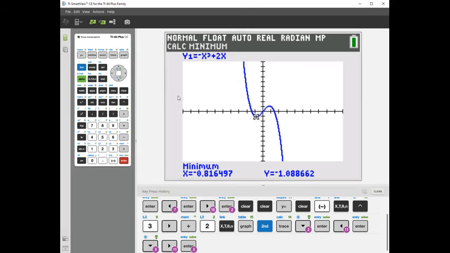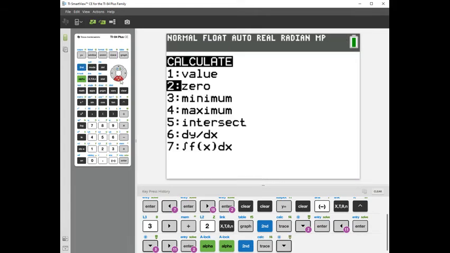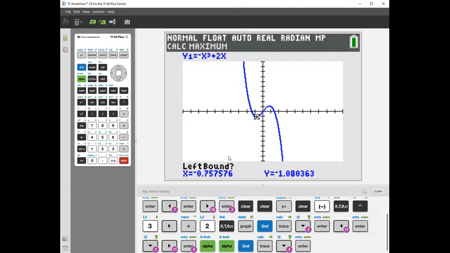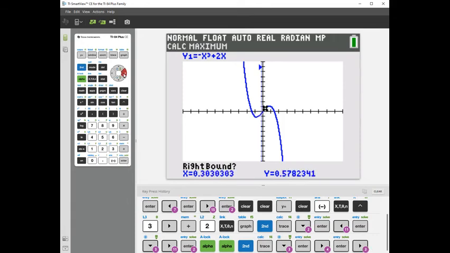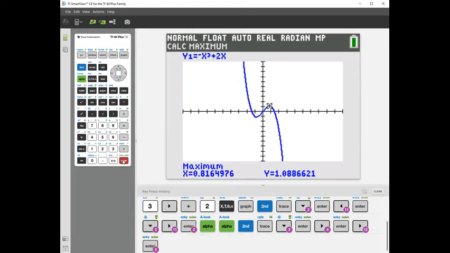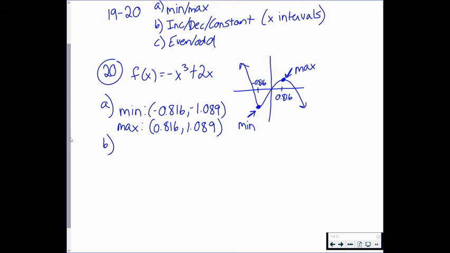I'm also going to go ahead and get the max by going back to second, trace, down to maximum. Left bound means I'm going to go somewhere to the left of that maximum point. Right bound means I'm going to go somewhere to the right of that maximum point. And click enter one more time. So there's your maximum value, 0.816, comma 1.089. Now let's talk about the intervals that the function is increasing, decreasing, or constant on.